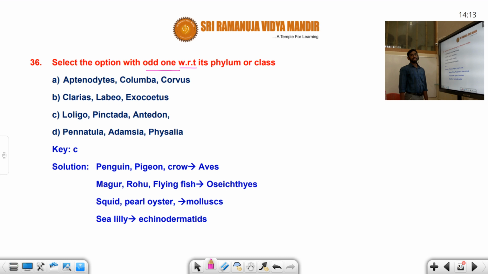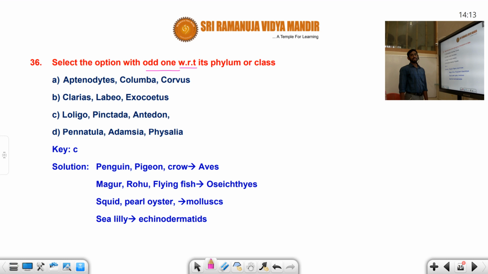Here it is Loligo, Pinctada, Antedon. Now I can see, students, the penguin and pigeon and crow belong to Aves. So, this is Aptenodytes, Columba and Corvus. This is an option. Aptenodytes is the scientific name for the penguin, and Columba livia is the scientific name for the pigeon. Corvus is the scientific name for the crow. So, these three belong to class Aves.